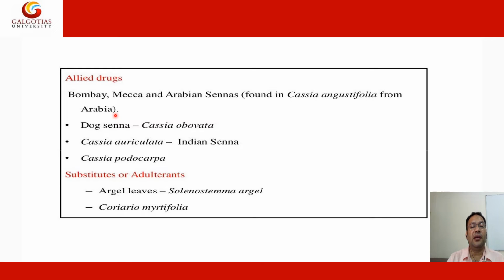Allied drug, Bombay variety, Bombay, Makkah and Arabian Senna found in Cassia angustifolia from Arabica. Dog Senna, that is Cassia obovata, Cassia auriculata, Indian Senna, Cassia protocarpa, and the substitution or adulterant varieties, Argel leaves like Solenostemma argel, and Coriaria myrtifolia.